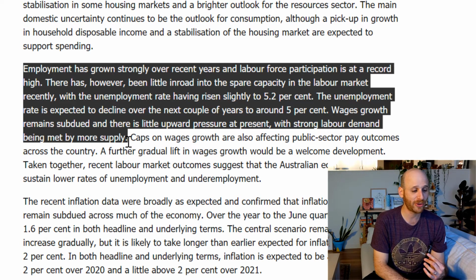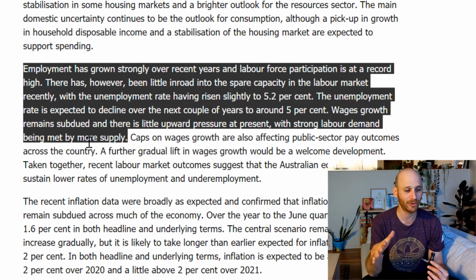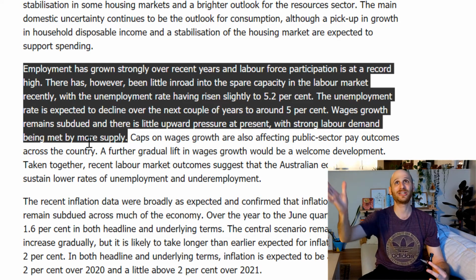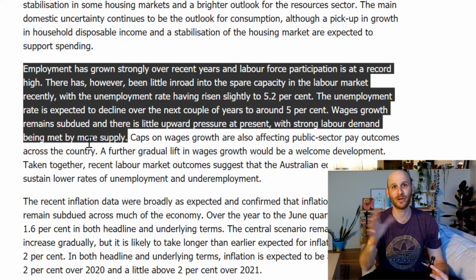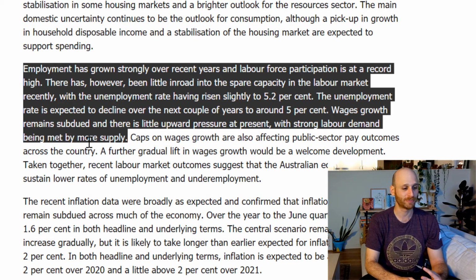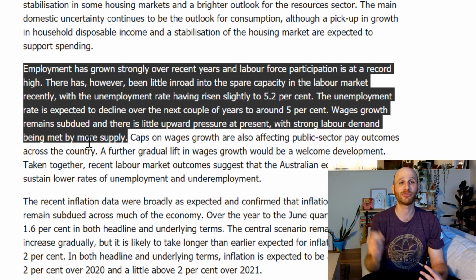What the RBA says, though, is there has, however, been little inroad. If I make inroads, think about it, I had a whole bit of land that no one had traveled. If I make inroads into it, I make progress through it. So what it's saying is there has been little inroad, little progress into reducing spare capacity in the labour market. And as a result, the unemployment rate has risen slightly.